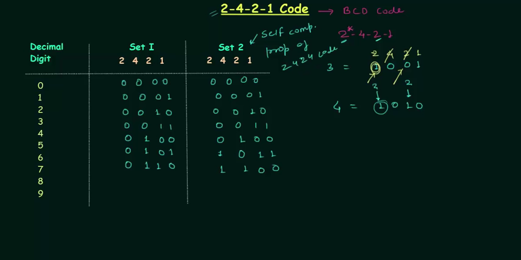Right, let's move to 7. In set number 1, we will represent 7 like this, 0, 1, 1, 1. And in set number 2, we will represent 7 like this, 1, 1, 0, 1.